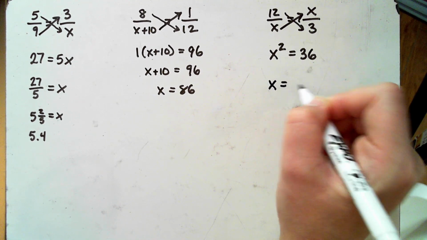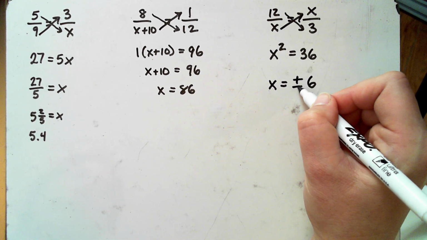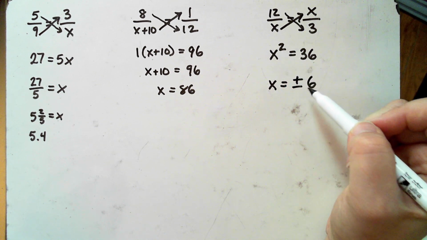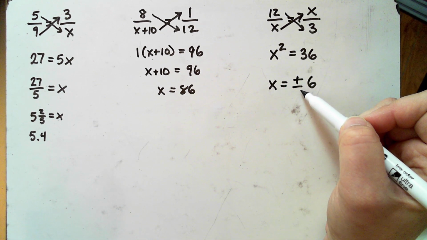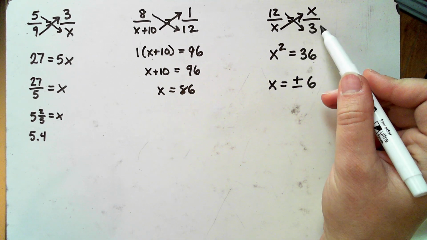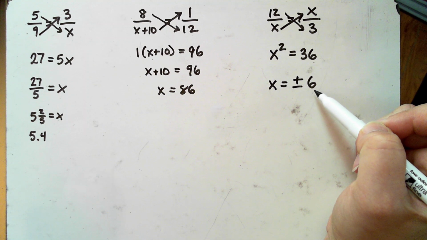The square root of 36 is positive or negative 6. Don't forget the positive or negative sign. When you introduce the square root, you need to put this sign here. And then just make sure that it works in whatever situation you're doing. Because this doesn't relate to a real world situation, we would leave it as positive or negative 6.